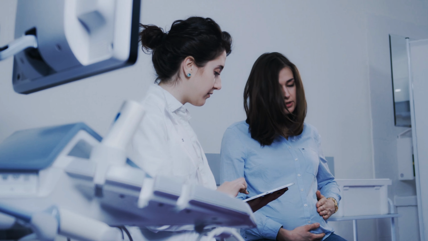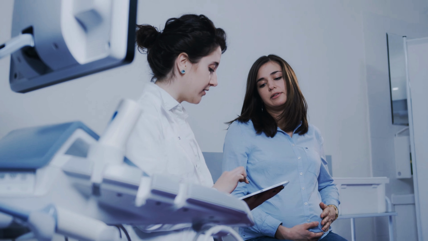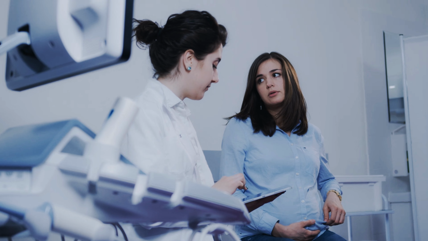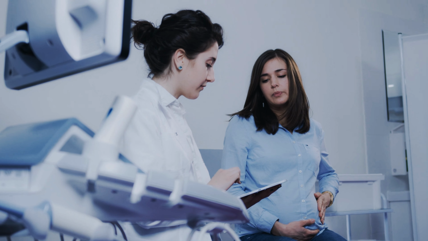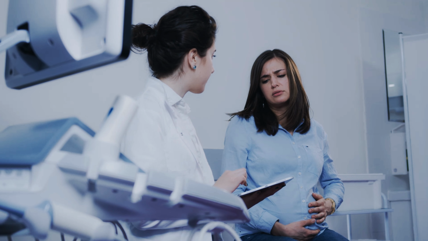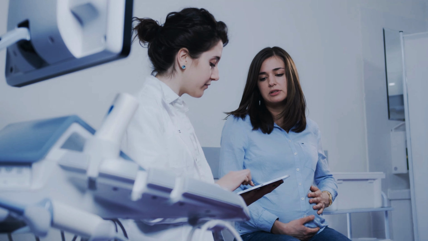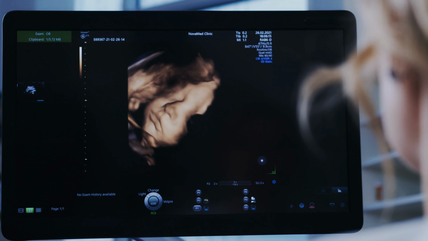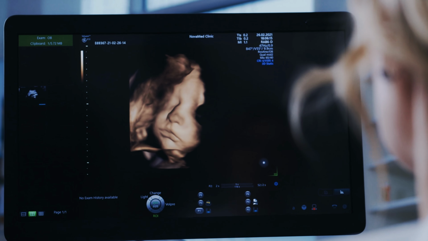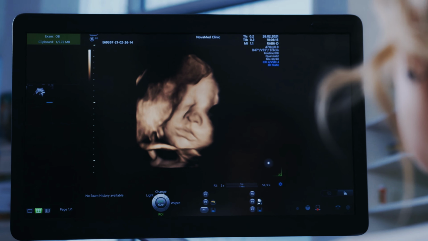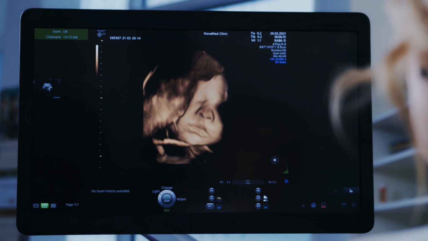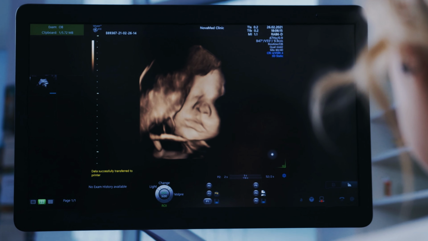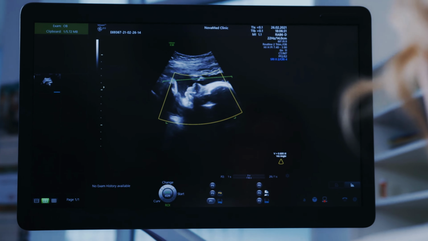Musculoskeletal imaging. It helps diagnose injuries to muscles, tendons, ligaments, and joints. It's often used in sports medicine. Vascular studies. Doppler ultrasound is crucial in evaluating blood flow in the arteries and veins to detect blockages, blood clots, and aneurysms. Guided procedures. Ultrasound can guide certain medical procedures, such as needle biopsies or fluid drainage, by providing real-time imaging to ensure accuracy.